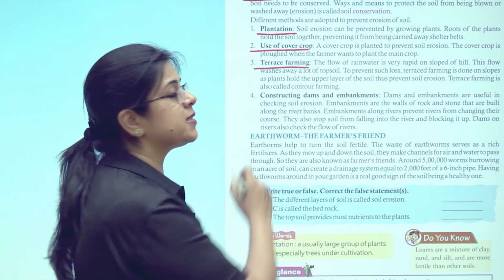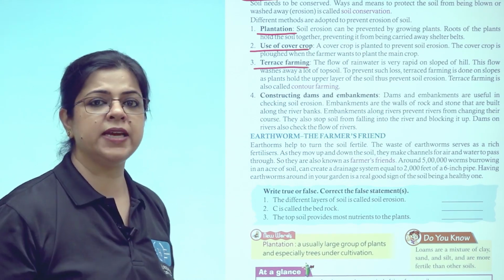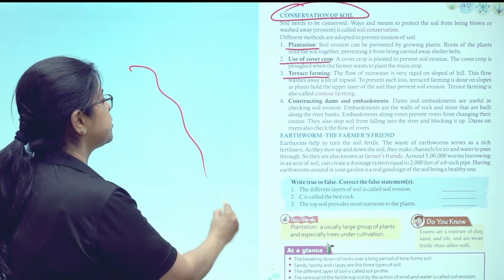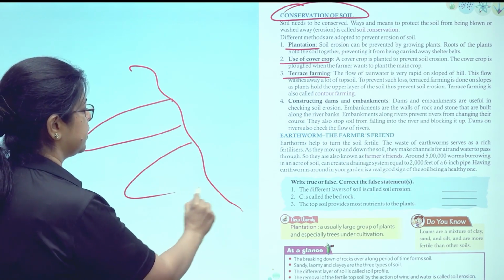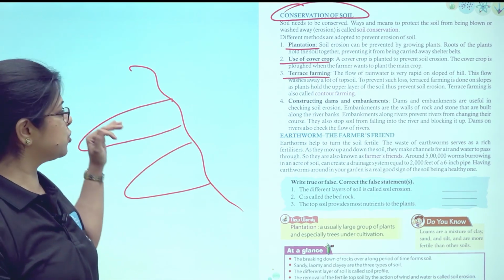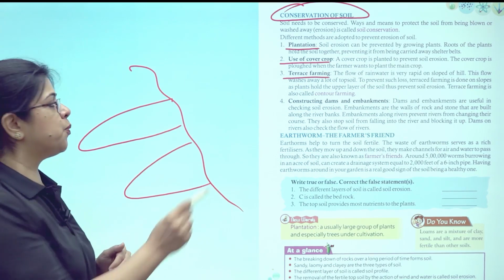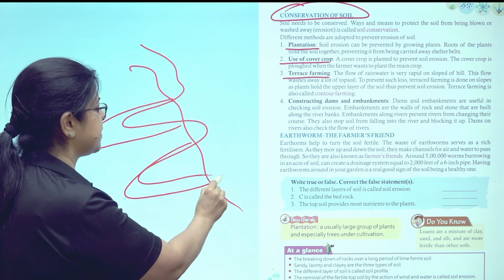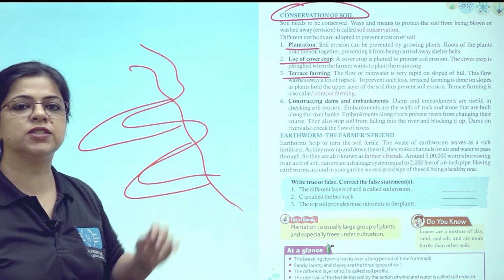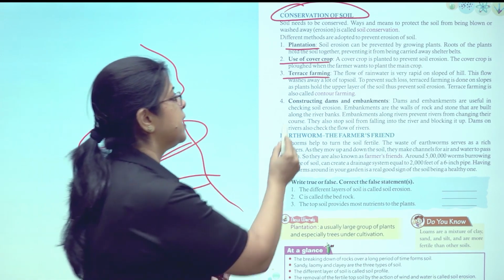The next is terrace farming. If you have seen mountains, slopes of mountains usually have steps cut out on them. These steps are used for cultivating crops. So when the rain comes, the water flows through these steps and the soil is not just simply washed away.